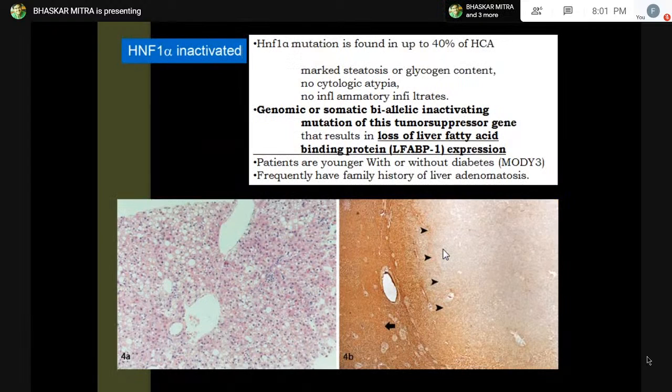Now, coming to the individual types, this is the HNF1 alpha inactivated type. This hepatocellular adenoma proliferation shows marked steatotic changes and increased glycogen content. The cells show no cytological atypia, and minimal to no inflammatory infiltrate. There is a genomic inactivation and loss of liver fatty acid binding protein. This is the adenoma, usually seen in younger patients and may be associated with diabetes.